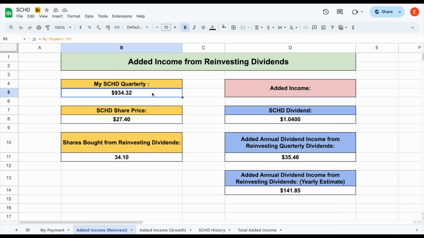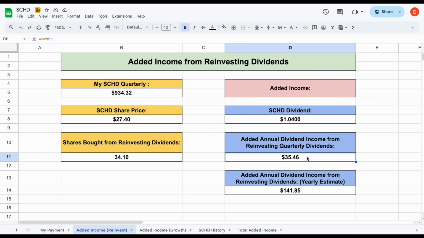We can see here's my SCHD dividend, and as of right now, here's the actual SCHD share price. So simply by reinvesting my dividends, I'm going to be able to buy 34 more shares of SCHD, which again will continue to grow my dividend payment. In fact, their trailing 12 months dividend is sitting at about $1.04. So simply by reinvesting those dividends on a quarterly basis, I'd get about $35.46 added to my annual dividend income.